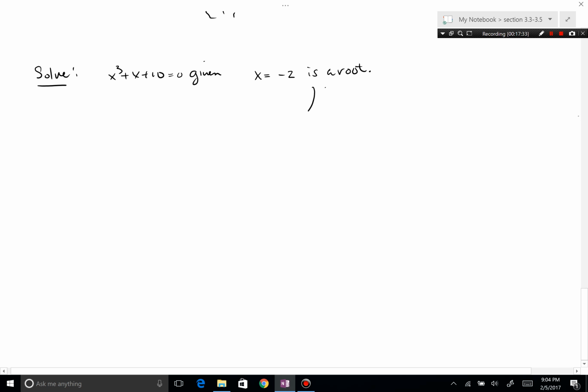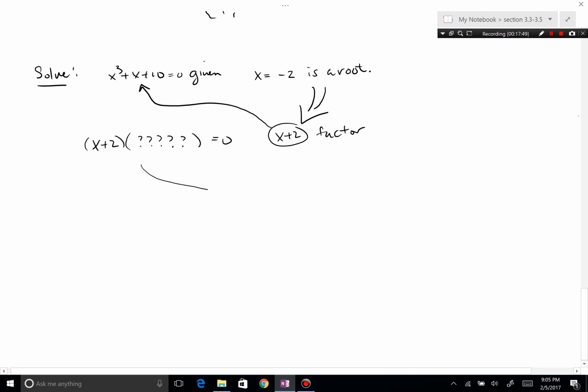So if we have a root, what's the factor? X plus 2 is the factor. And what does that mean? X plus 2 goes into this evenly, so it'll be x plus 2 times something equals 0. How do I figure out the something? Well, here we go. Let's long divide. X plus 2 goes into x cubed plus x plus 10. And now let's get to working. X goes into x cubed, x squared times. So this is x cubed plus 2x squared. Distribute your negative in. Notice this drops.